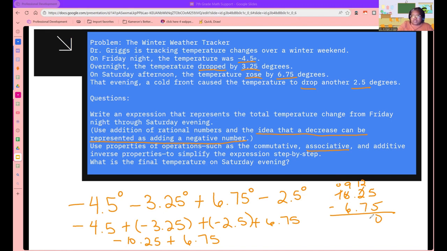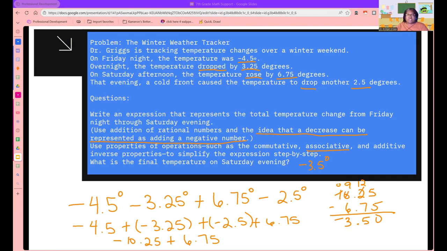Now 12 minus 7 is 5. Bring our decimal. 9 minus 6 is 3. And again, we're going to hold on to this negative because the bigger number is negative. So that means our final temperature on Saturday evening was negative 3.5 degrees.